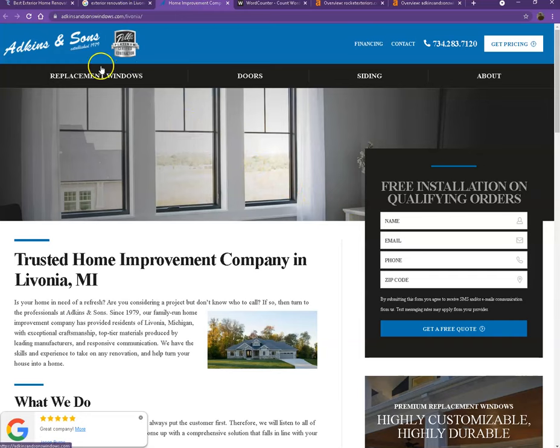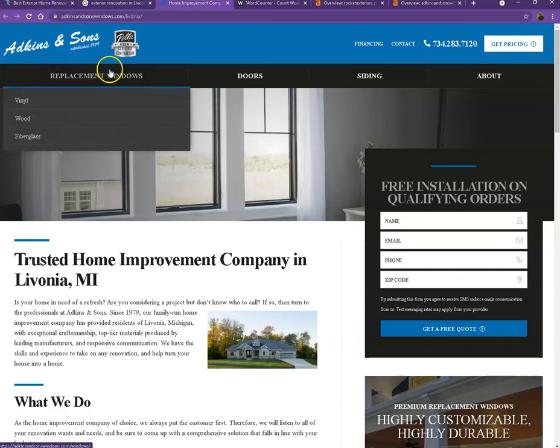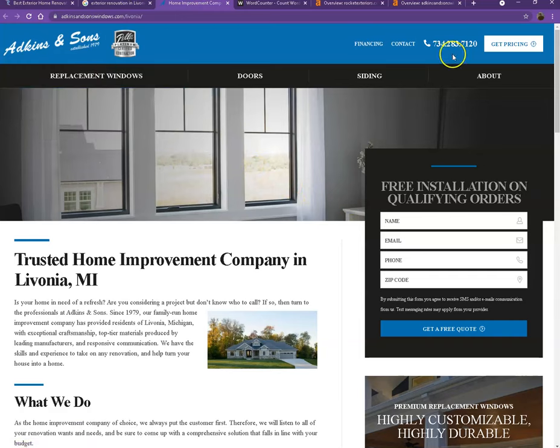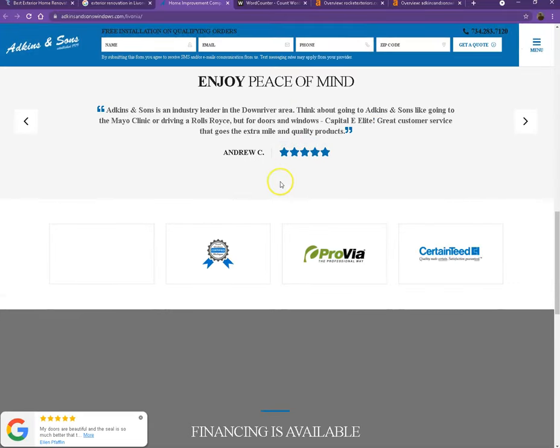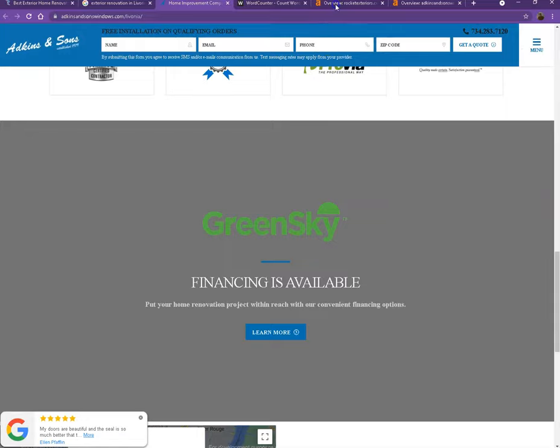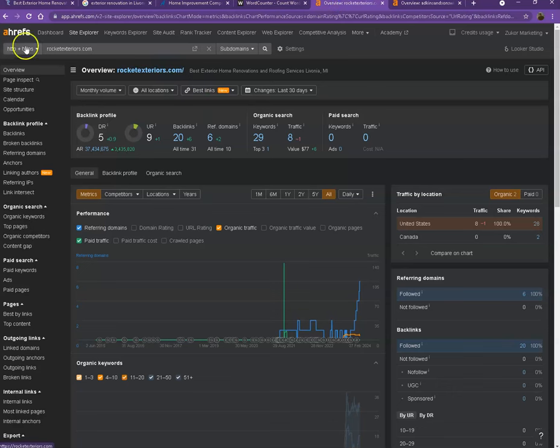Looking at their website, they also have a pretty good looking website. They have their logo here, phone number. They also have good photos and a good amount of content as well. So let's go ahead and dig deeper with the numbers instead. We have here Ahrefs, one of the paid tools that we're using to get more information on the back end of your website.